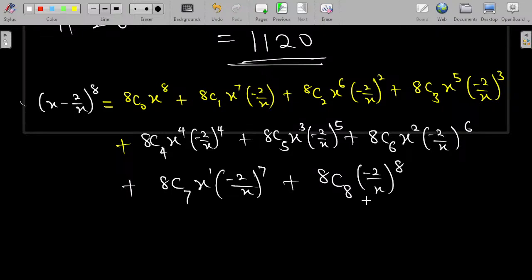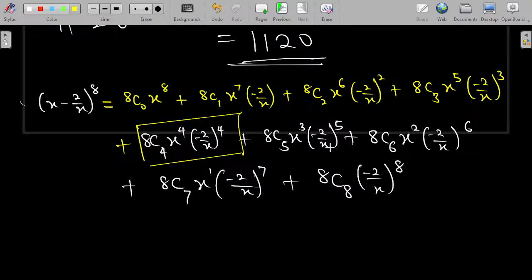So from what we just said earlier, you will discover that only this term here is going to be independent of x. This one already has x to the power of 8. This one, when it cancels, x to the power of 6 will remain. This one, when it cancels, x to the power of 4 will remain. Here, x to the power of 1 will remain. Here, no x at all.